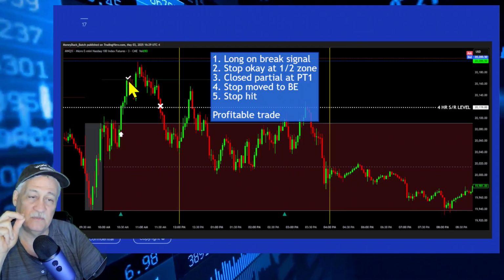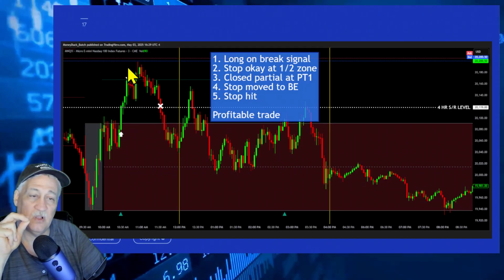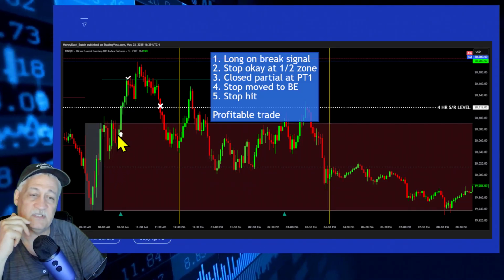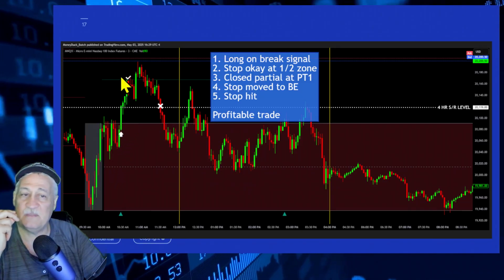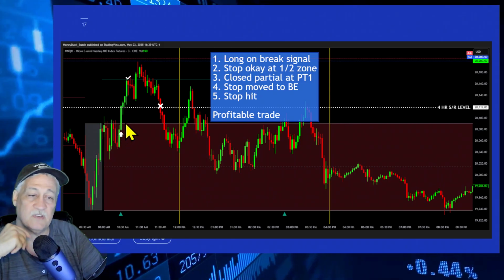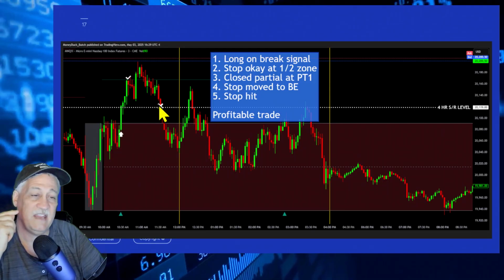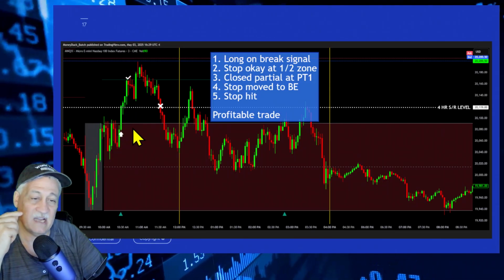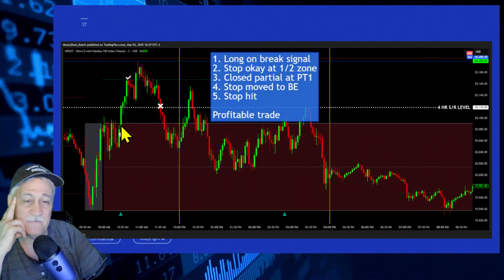So closing partial, right? You close out part of your trade, a couple contracts. You move your stop to what? We said when it hits profit target 1, we were going to close out part of our trade and move our stop loss to break even. Break even here is up here at the entry. It's not the top of the box. We didn't enter at the top of the box.